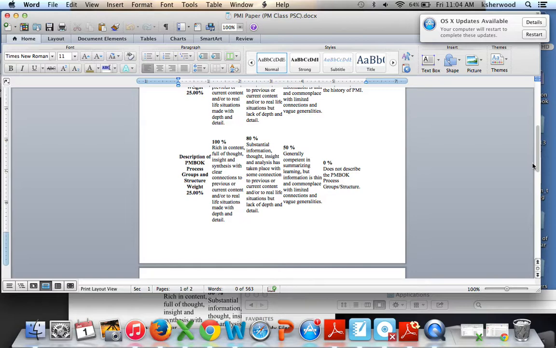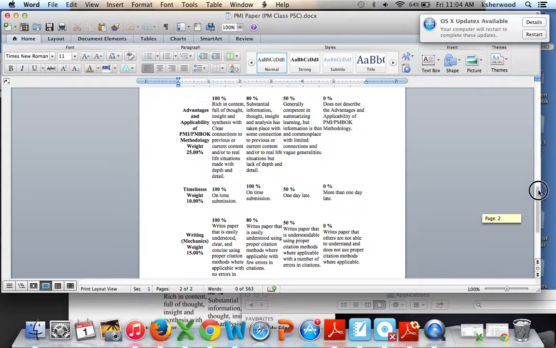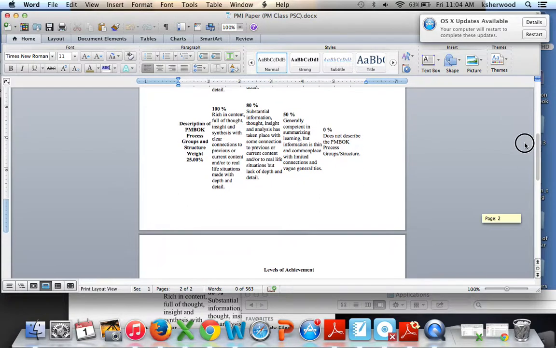So, the process groups, there's 5 process groups. They're noted at the bottom here. Initiating process group, planning process group, executing, monitoring and controlling, and closing. Those are the process groups that you'll want to describe. And they're available in your PMBOK, or you can do a little bit of internet searching if you want, but you should have your PMBOK book available, so that'd be the best source.